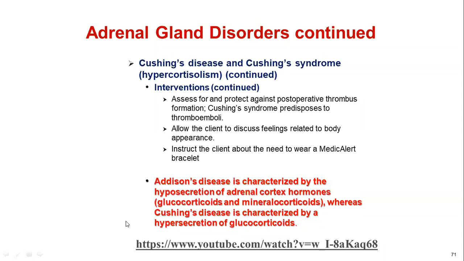So here is one note that is very important. Addison's disease is characterized by hyposecretion of adrenal cortex hormone, whereas Cushing disease is characterized by hypersecretion, right?